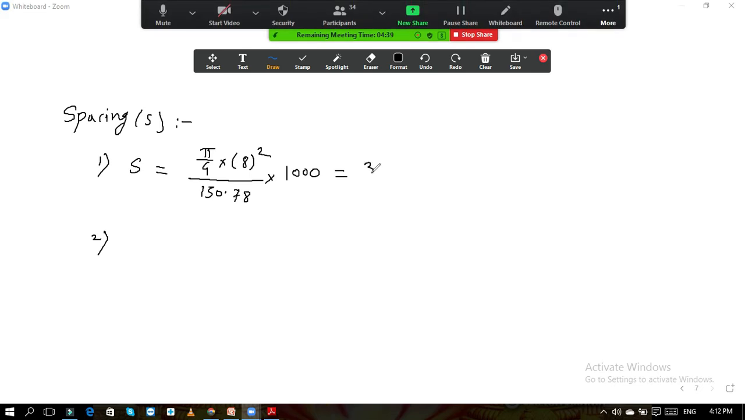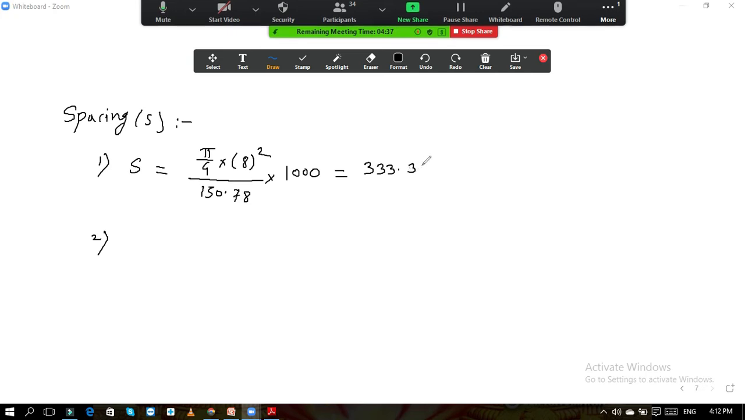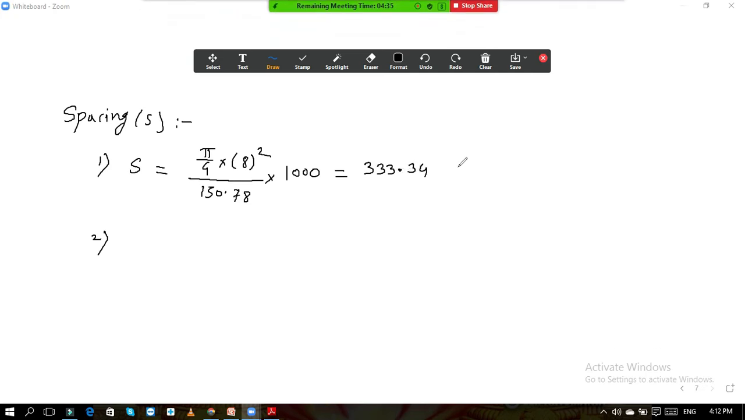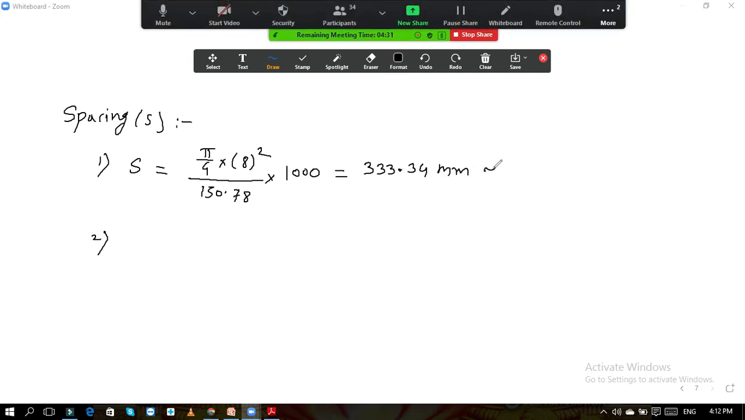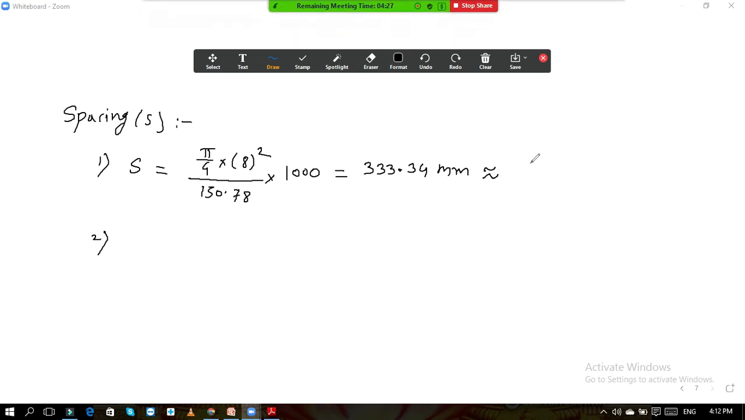It is 333.34 mm. So we will round this value down to 330 mm.